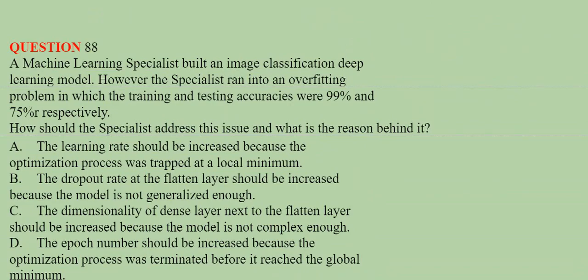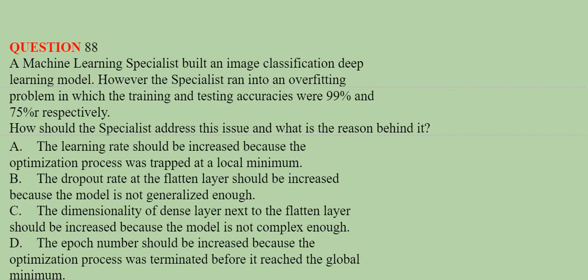Question: A machine learning specialist built an image classification deep learning model. However, the specialist ran into an overfitting problem in which the training and testing accuracies were 99% and 75% respectively. How should the specialist address this issue and what is the reason behind it?